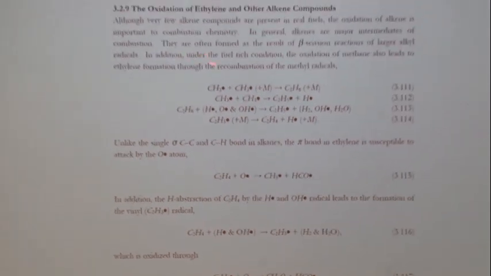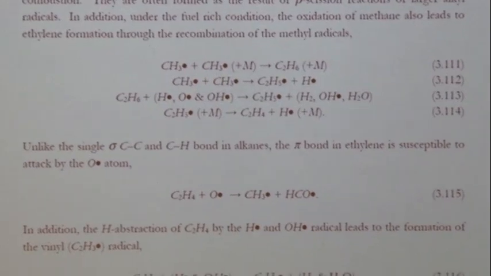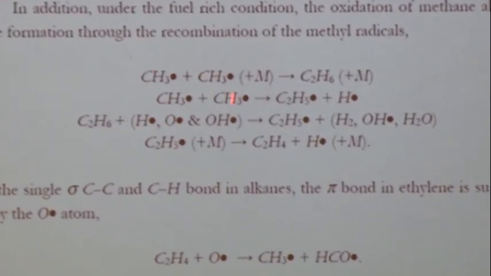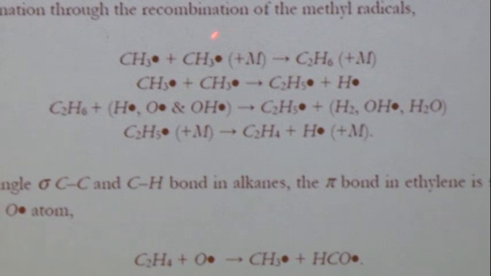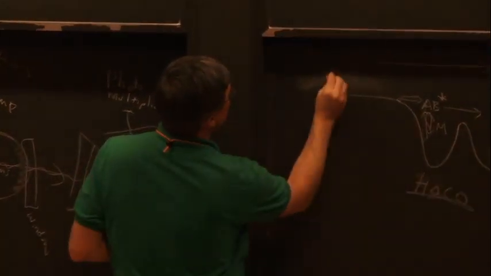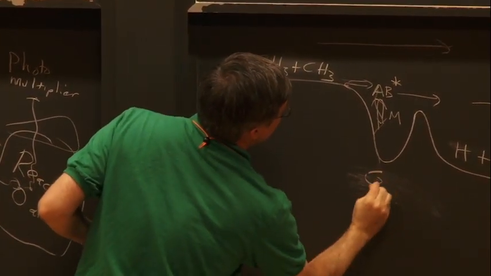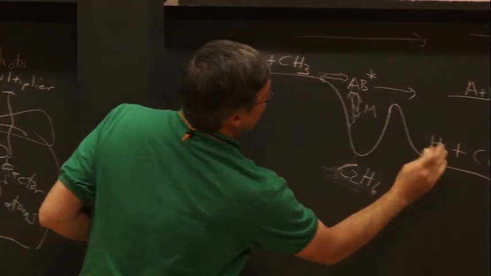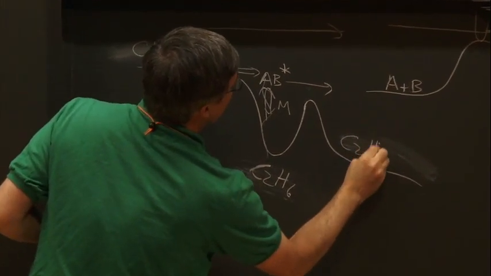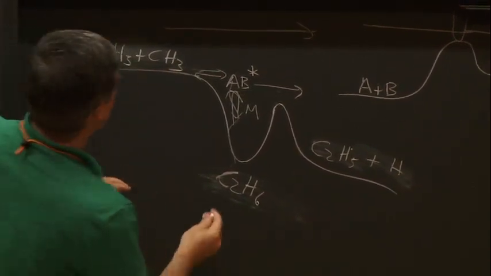Now when we put oxygen in, it gets a little more complicated. So for example, if I start with the methyl radicals I made from falling apart the big stuff, I'll make some ethane from the recombination. It's now CH3 plus CH3. It can combine to make C2H6, but at low pressures can fall apart to C2H5 plus H.